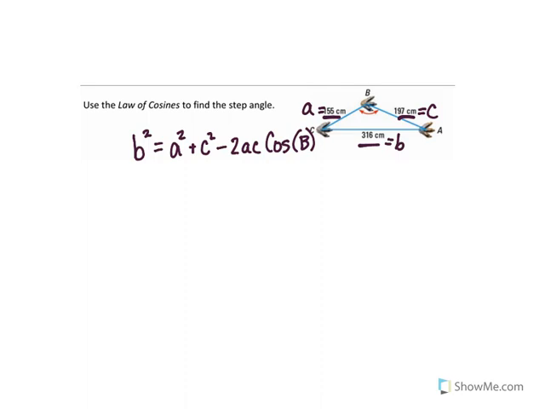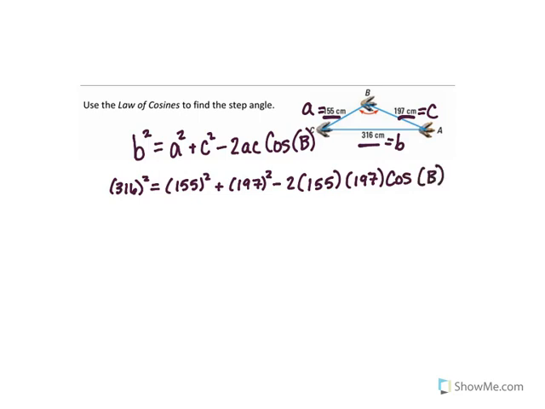So now b is 316, so we're going to write 316 squared equals a is 155, so we've got that squared, plus c is 197 squared, minus 2 times a times c times the cosine of B, and we don't know B, so we're just going to write cosine of B.